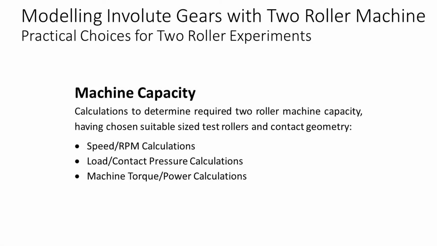To determine the required capacity of a two-roller machine to perform our experiment, we need to carry out a number of calculations to match the machine capacity to the gear tooth contact speeds and pressures. Having first chosen the size of roller to be used, we need to perform the necessary speed RPM calculations, the load and contact pressure calculations, and the machine torque and power calculations.